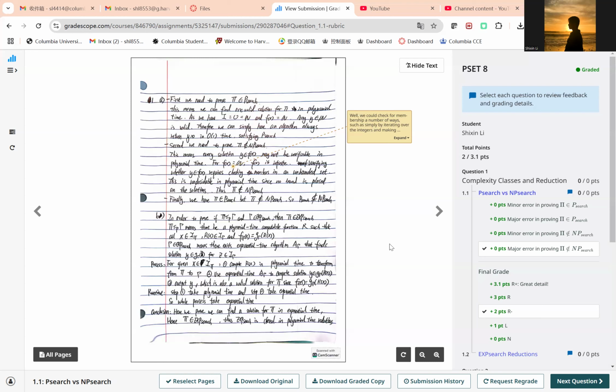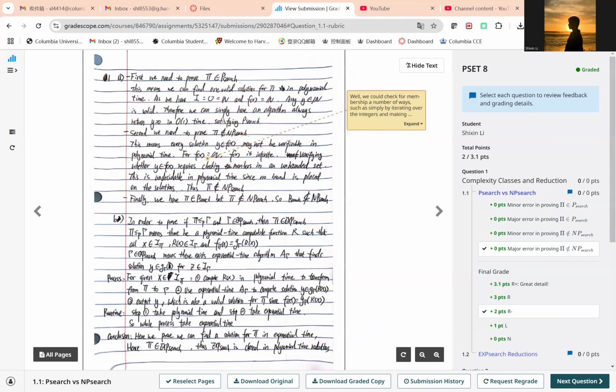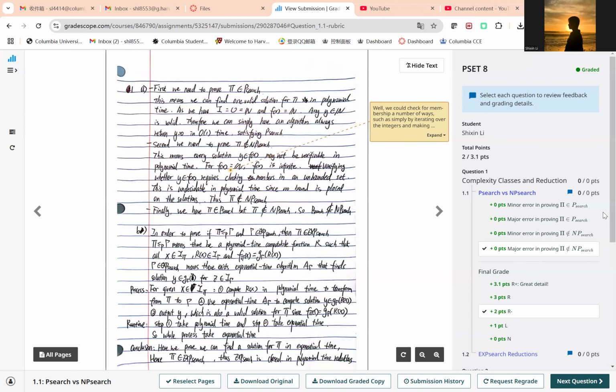Here we have two parts. The first is that we need to prove that pi belongs to P search, but pi does not belong to NP search. For the second part, in order to prove that pi does not belong to NP search, it's important to highlight that the function is f(x) equals n, where n is a natural number. So definitely any natural number should be a possible output, right?